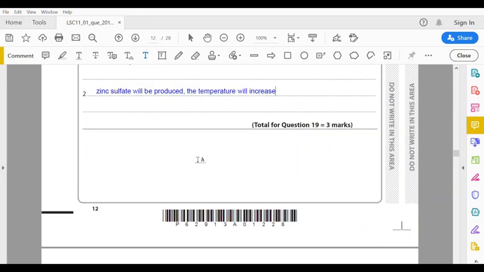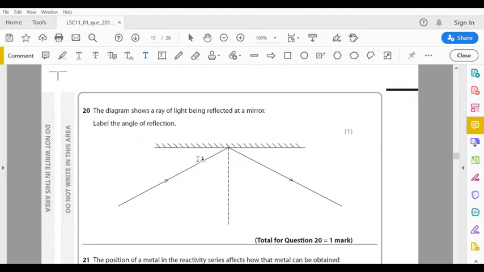Okay, so let's go to the next question. The diagram shows a ray of light being reflected at a mirror. Label the angle of reflection. So it should be here. The light is coming from this side and it's going away from here. So the angle of reflection should be here. Angle of reflection. If you have a chance to draw a curve here, that would be better. A curve like this. That's how we mark the angle.